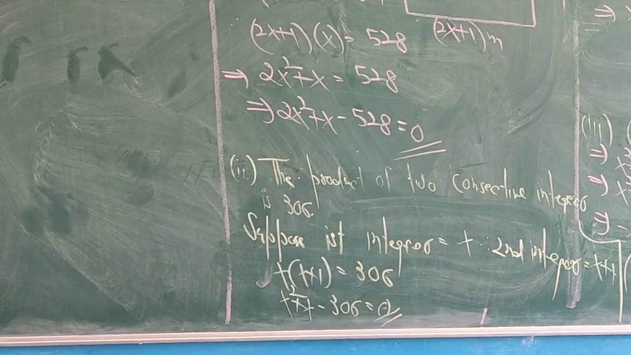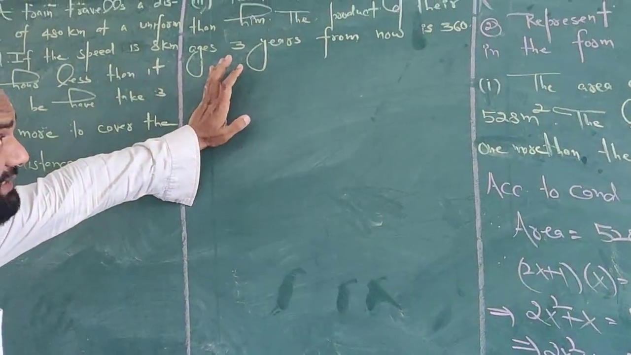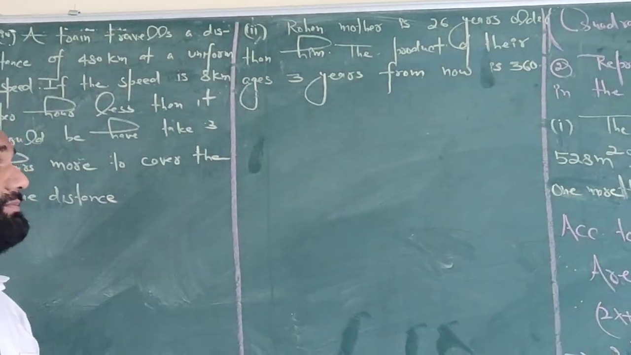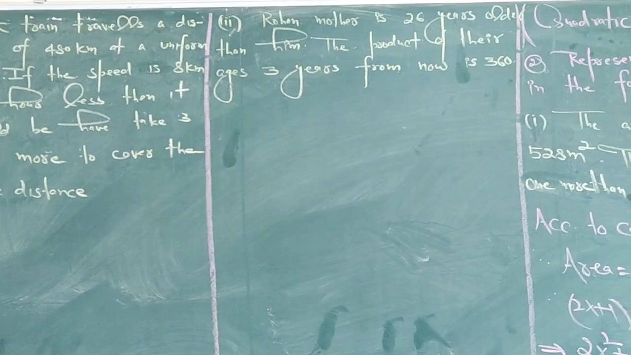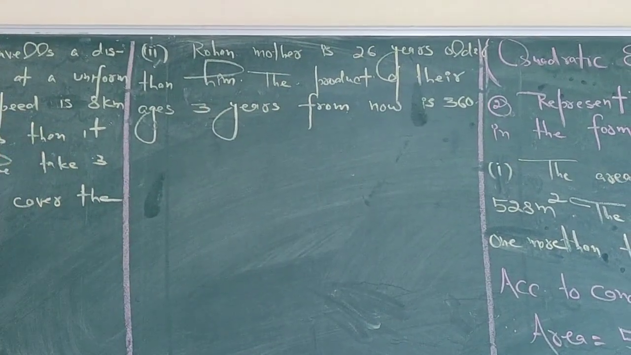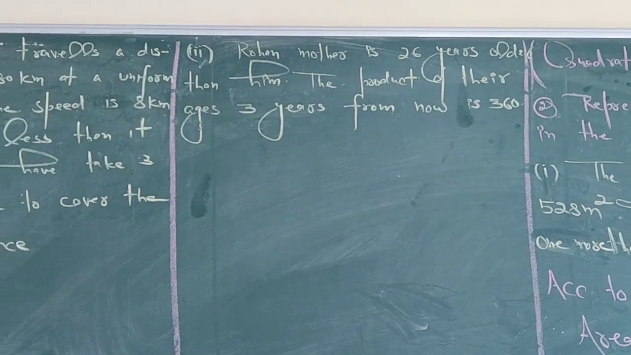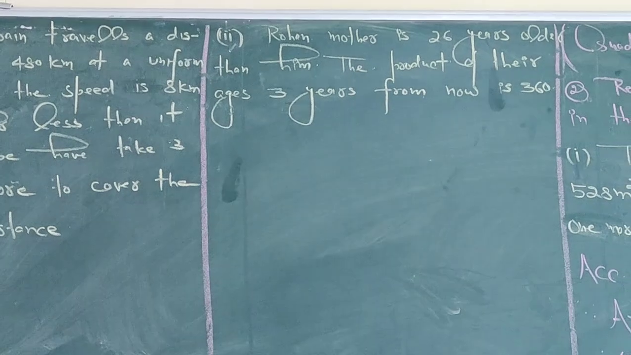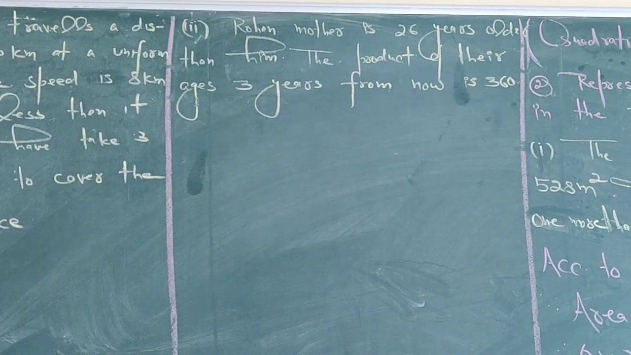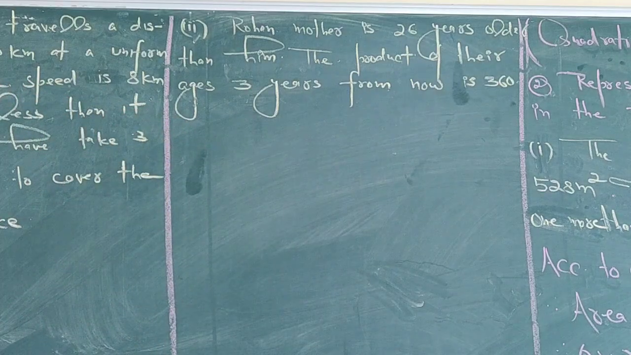Now the third part of this question is: Rohan's mother is 26 years older than him. The product of their ages 3 years from now is 360. Write this problem in the quadratic form. So first of all, it is given that Rohan's mother is 26 years older than him. So when we suppose the age of Rohan is x years, then the age of his mother is 26 years more.